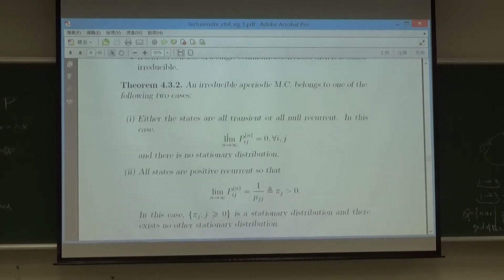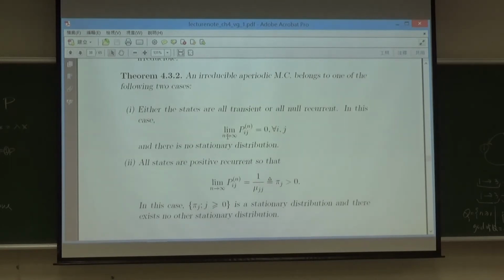Okay, so from theorem 4.2.2, we have established a good result here: if the irreducible Markov chain is transient or non-recurrent, no matter whether it is periodic or aperiodic, the Markov chain has no stationary distribution. And this is from theorem 4.3.1. But the new result is here: there is no stationary distribution. But if the Markov chain is positive recurrent and aperiodic, then it has a unique stationary distribution. And the unique stationary distribution can be found by this limiting process. So the pi j here constitutes a stationary distribution.